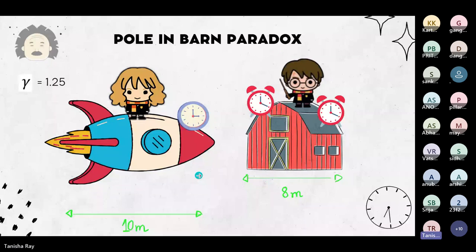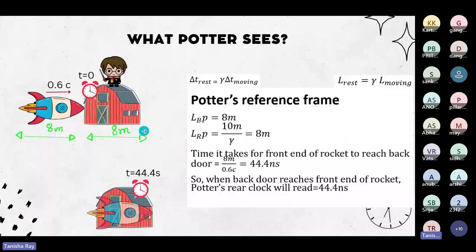In Potter's reference frame, the length of the barn is 8 meters and the length of the rocket has to be calculated. In Potter's frame, Potter is the one at rest. For that, we have to be a bit careful, because that 10 meters was something we measured for Granger in her frame of reference, assuming her to be at rest. So while applying this equation, we keep the length of the rocket measured in Granger's perspective in the rest part, and the length measured with respect to Potter in this part, and we get that this is gamma times less than 10 meters. And this comes out to be 8 meters.